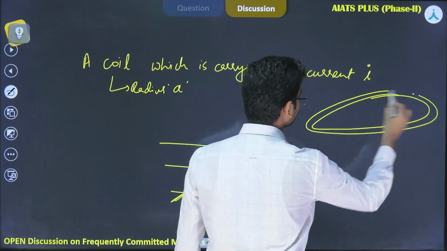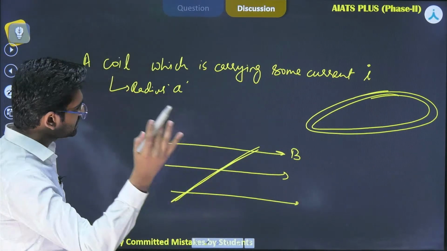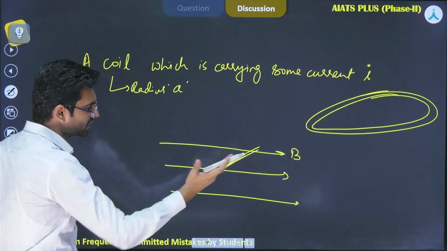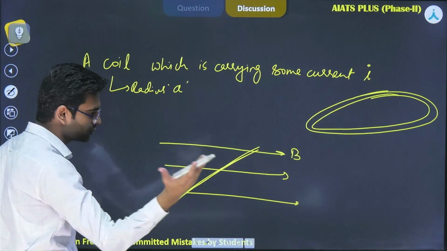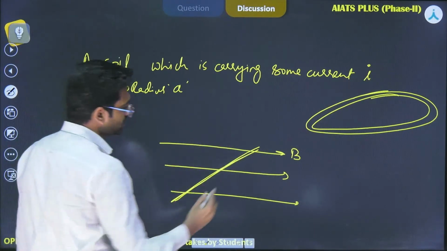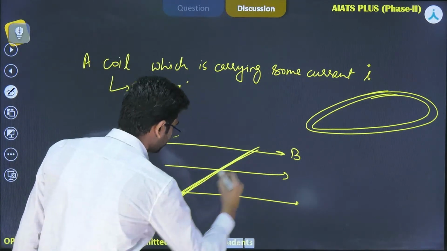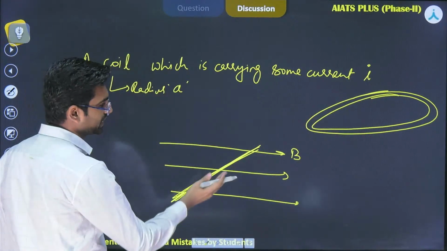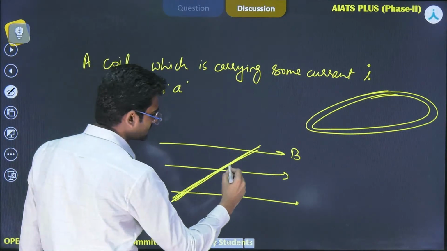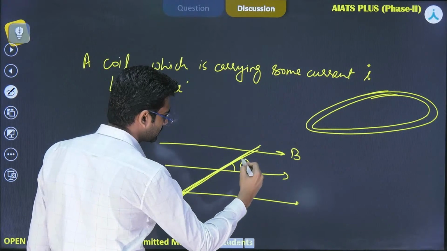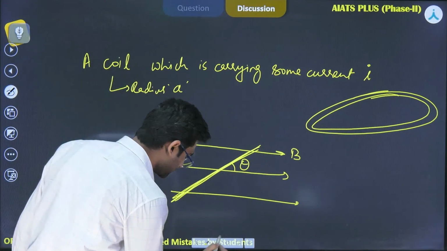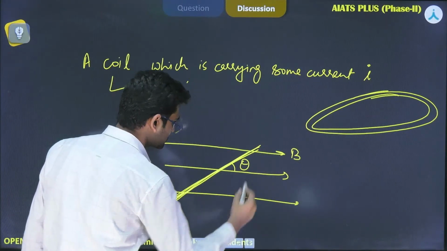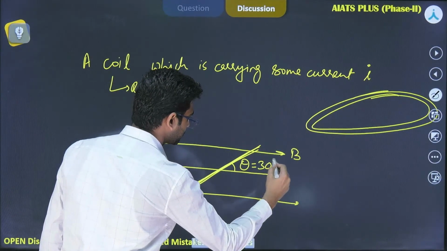This is the coil. We are observing this cross section, or the view of this is like this. So this is the coil here. The plane of the coil is making some angle, let's say theta. Now what would be your answer? Or let's take some values here. So this theta is 30 degrees.